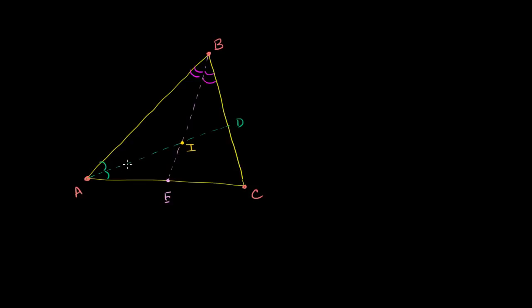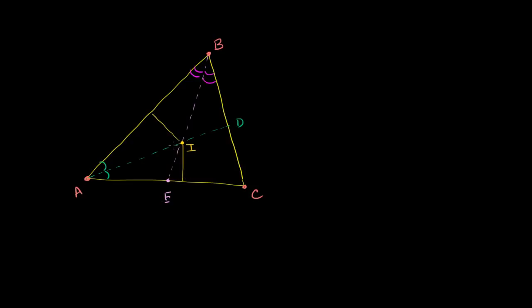I sits on both of these angle bisectors, and we saw in the previous video that any point that sits on an angle bisector is equidistant from the two sides of that angle. So for example, I sits on AD, so it's going to be equidistant from the two sides of angle BAC. This is one side right over here, and then this is the other side right over there.